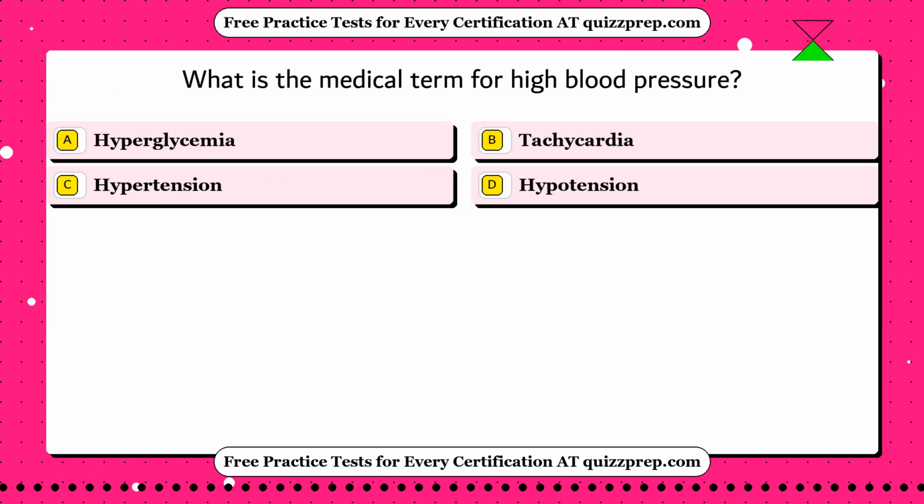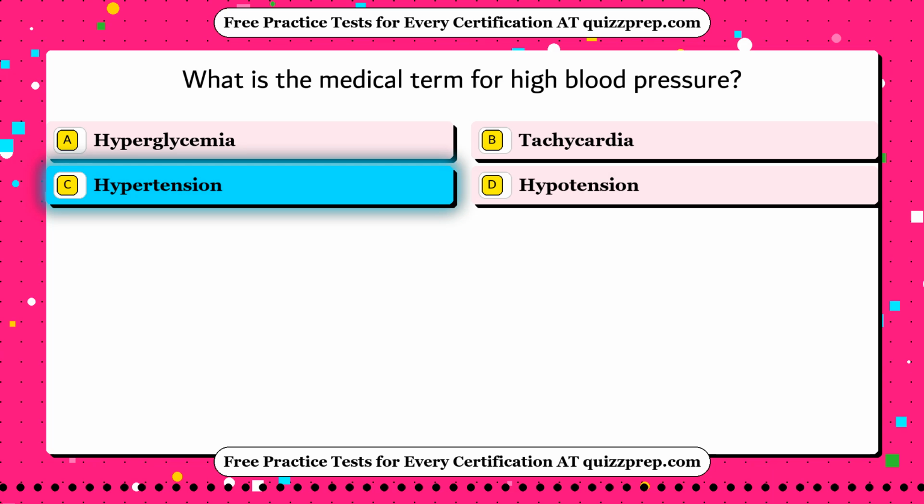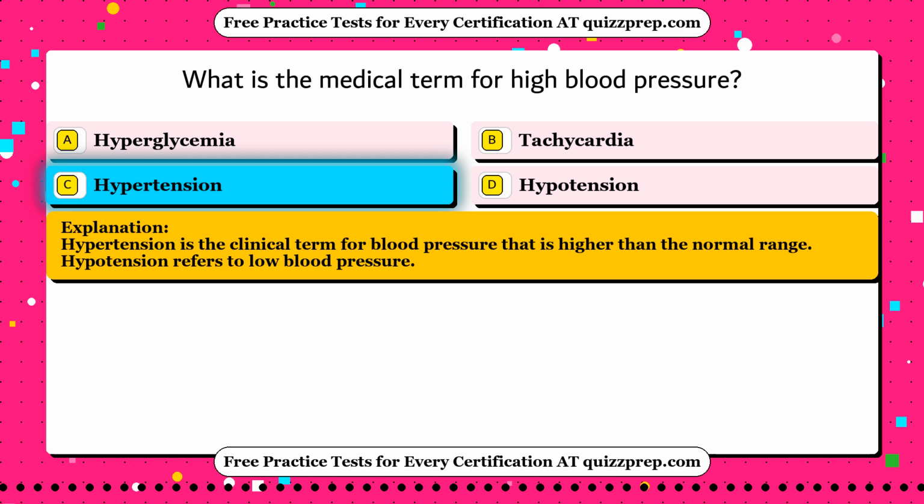Question 7. What is the medical term for high blood pressure? Option A, hyperglycemia. Option B, tachycardia. Option C, hypertension. Option D, hypotension. The correct answer is Option C, hypertension. Hypertension is the clinical term for blood pressure that is higher than the normal range. Hypotension refers to low blood pressure.